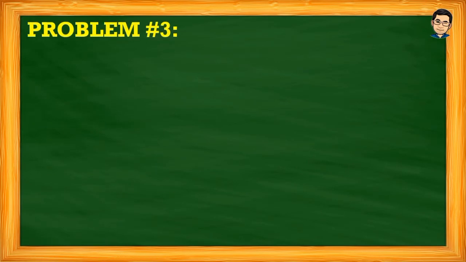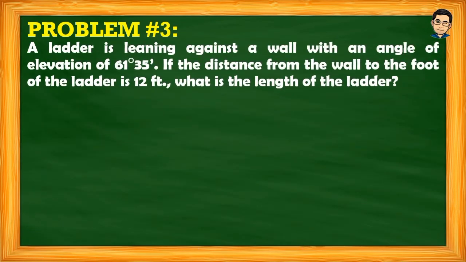So, let's have problem number 3. A ladder is leaning against a wall with an angle of elevation of 61 degrees and 35 minutes. If the distance from the wall to the foot of the ladder is 12 feet, what is the length of the ladder? So, yung hagdan daw is nakasandal sa isang pader na ang angle of elevation na na-form is 61 degrees and 35 minutes. Ibig sabihin nun, sa pinaka-base ng pader, from the foot of the ladder, ang distance nun is 12 feet.